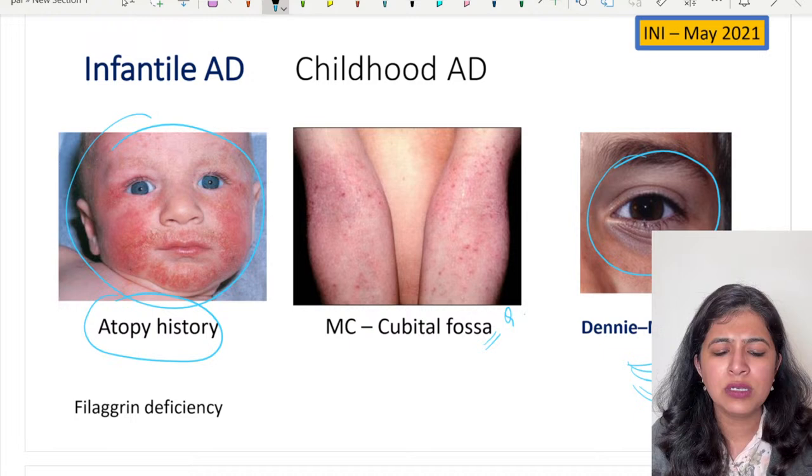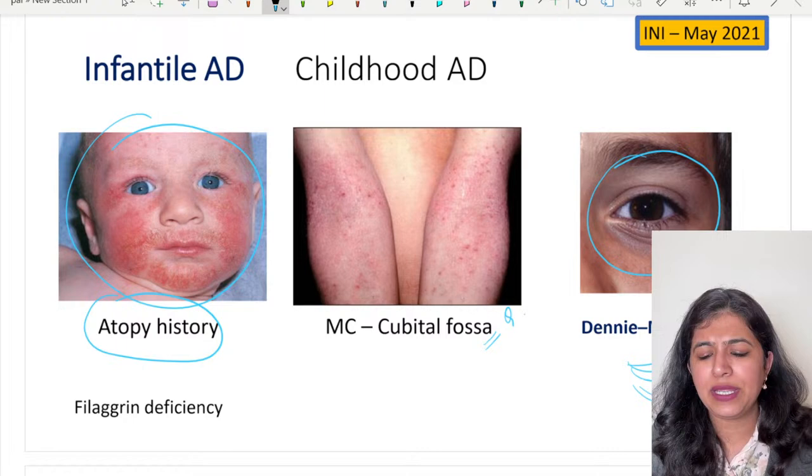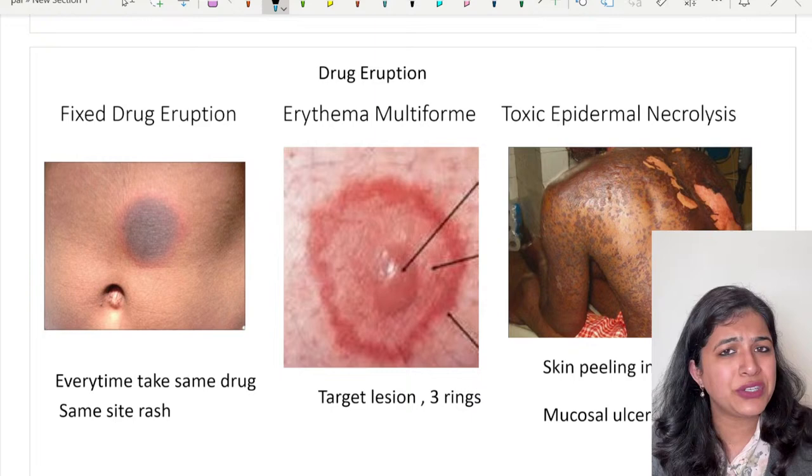These are the important images from atopic dermatitis. Face of the child with asthma in the mother is atopic dermatitis, cubital fossa in childhood AD, and then Dennie-Morgan folds. Now, if a patient has had a drug followed by an eruption on the body, this is called a drug eruption.